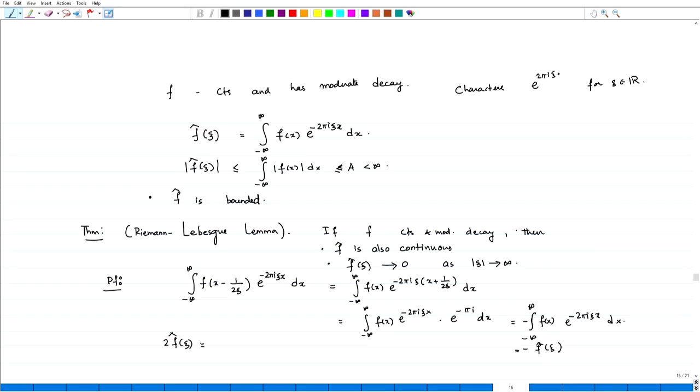is equal to the integral from minus infinity to infinity of f of x e to the power minus 2 pi i xi x dx, and minus f hat of xi is minus of this. Therefore, this is the integral from minus infinity to infinity of f of x minus 1 by 2 xi, e to the power minus 2 pi i xi x dx. Now, this is equal to the integral from minus infinity to infinity of f of x minus f of x minus 1 by 2 xi, e to the power minus 2 pi i xi x dx.